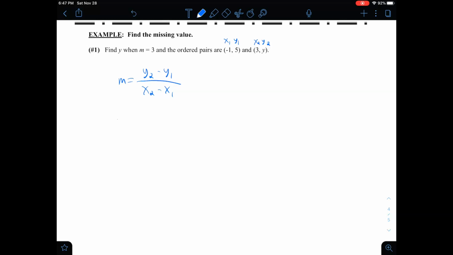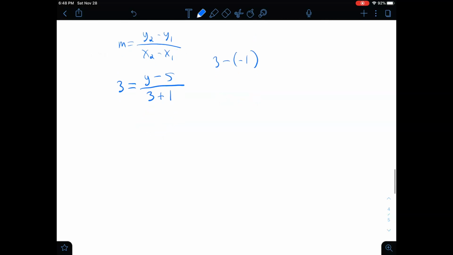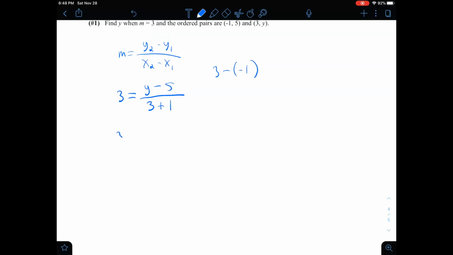So we're going to plug 3 in for m, because 3 equals m. That's our slope. y2 is just y, minus y1 is 5, over x2, which is 3, minus negative 1, which is plus 1. It's 3 minus negative 1, right? Because there's a negative 1 right here. It's always minus, but minus negative 1 becomes plus 1. Okay, so now we can simplify this. 3 equals y minus 5 over 3 plus 1, which is 4.